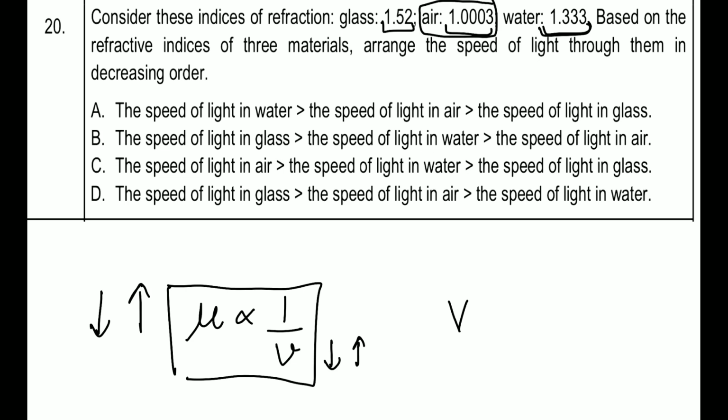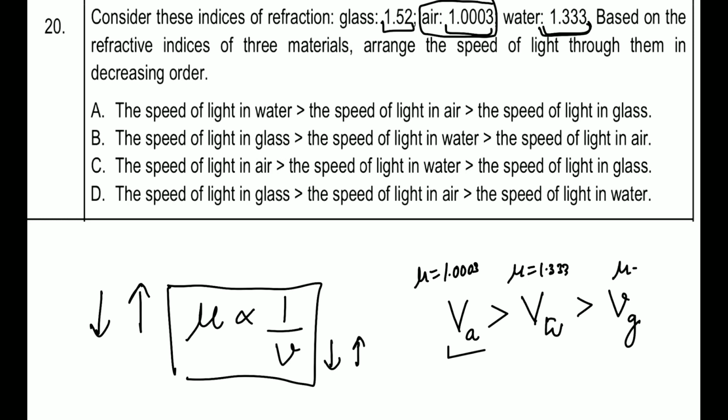So speed of light in air will be greater as compared to speed of light in water as compared to the speed of light in glass, right? Because in air, you can see, the refractive index is the lowest, 1.0003. For water, refractive index is 1.333, and for glass, refractive index is coming out to 1.52, right?